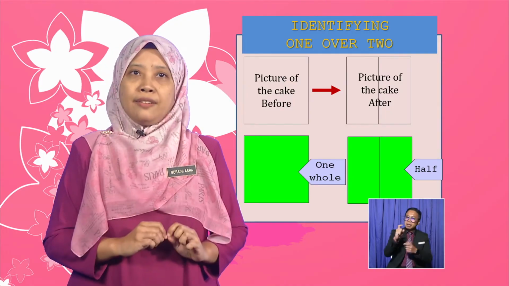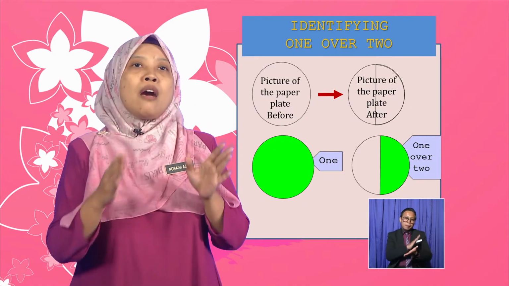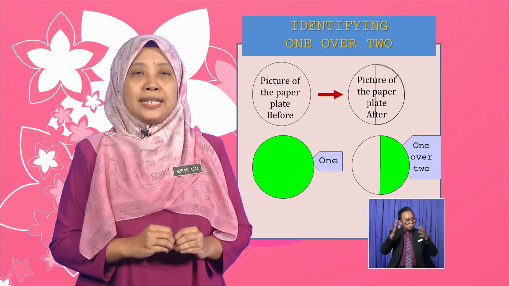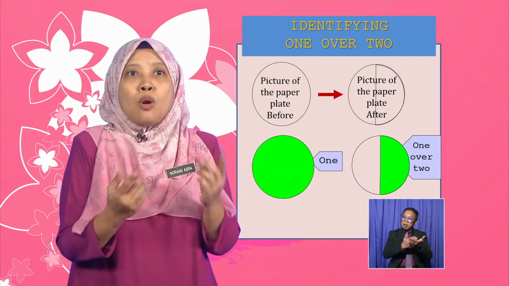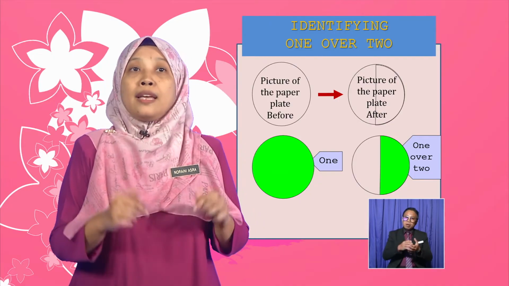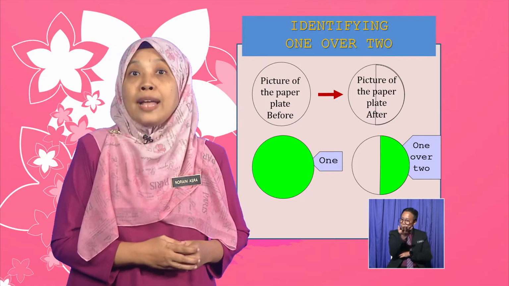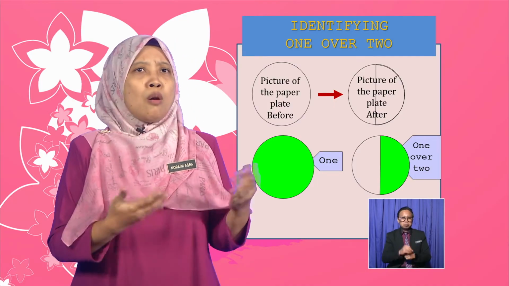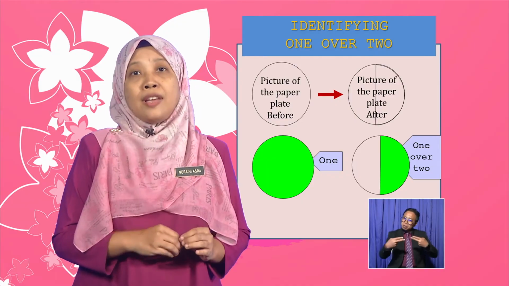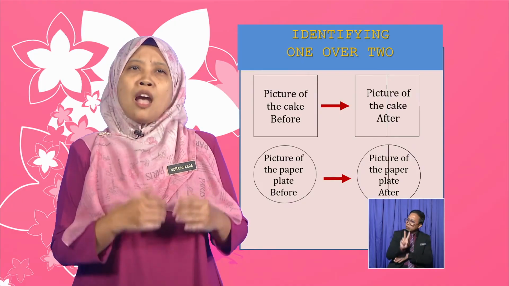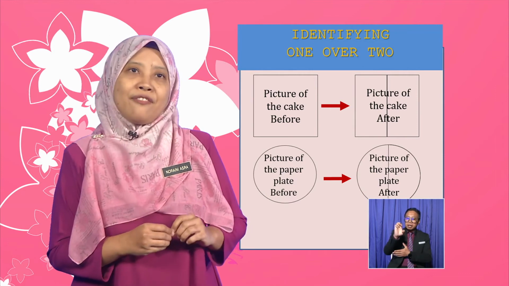In the second activity, I have folded the paper plate into 2. From one big paper plate, it became 2 equal parts, and I have colored one part of it. In this activity, you are being introduced to 1/2. What is the similarity or relation between half and 1/2? What can you see from this slide? Look carefully.